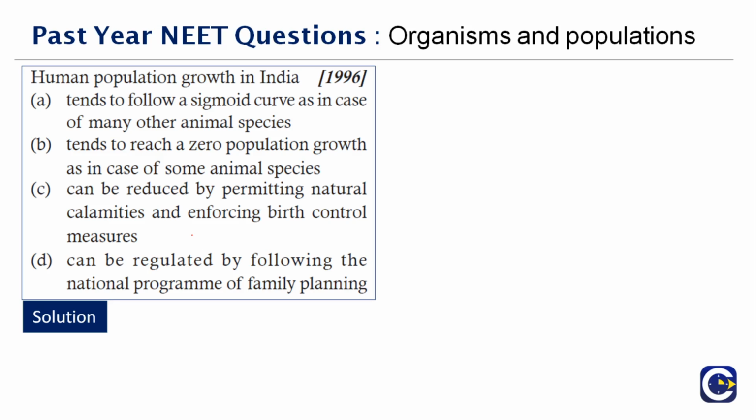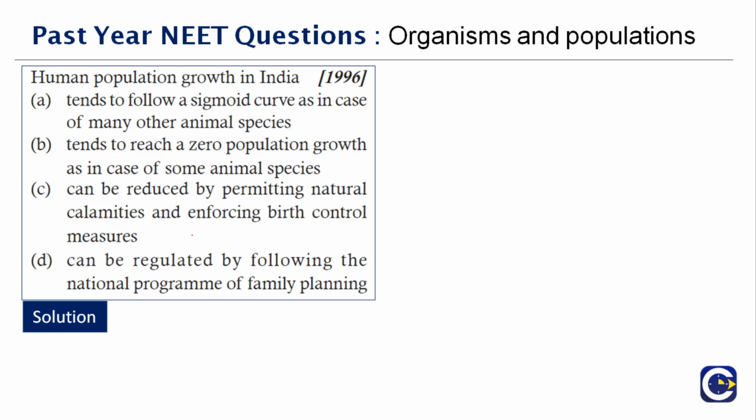It can be regulated by following a national program of family planning. This is acceptable because, as I said, you can't force someone to have a birth control measure, because the government can take measures insisting them, telling them the effects of overpopulation. They can explain the disadvantages of having big families when the situation is quite abnormal. So what the government can do is, instead of enforcing something, they can bring in some schemes, or they can bring in some effective methods where the people can utilize them and be benefited. So this one is the best option actually. Option D is the right answer.